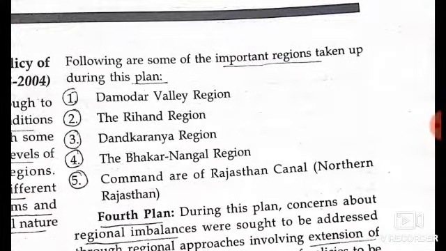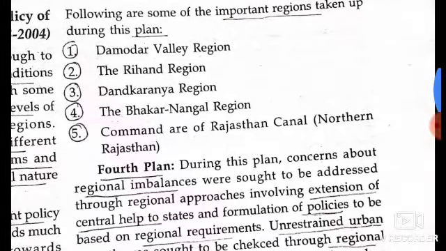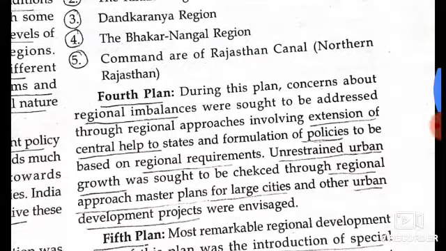Following are some of the important regions taken up during this plan: Damodar Valley region, Rihand region, Dandakaranya region, Bhakra Nangal region, and the command area of Rajasthan Canal, northern Rajasthan.